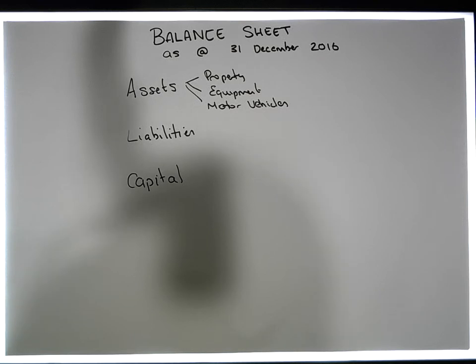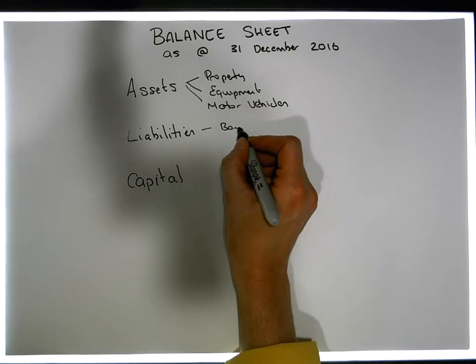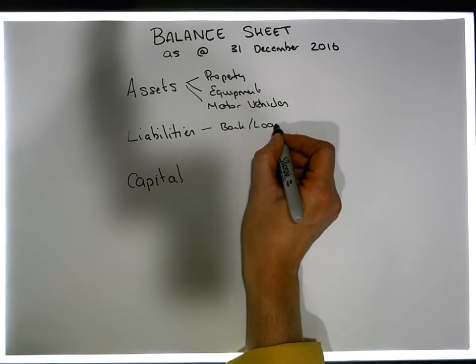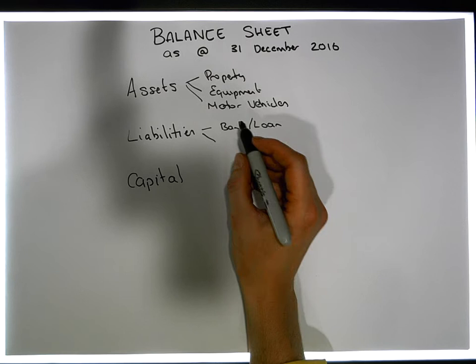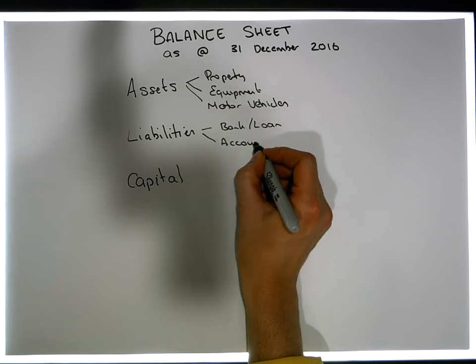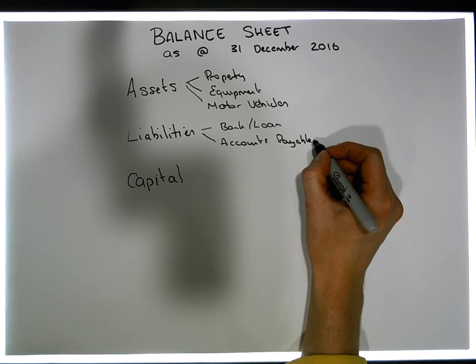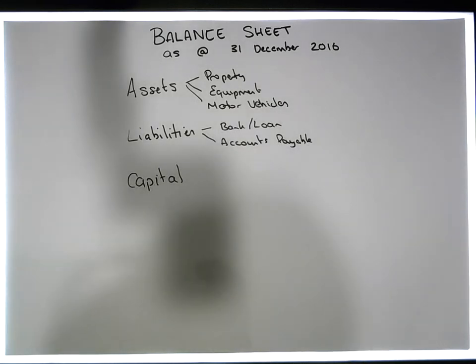Liabilities then are things that the company owes. So they could owe money to the bank in terms of a loan. They could owe money for a mortgage. They could owe money for things that they've bought on credit, and that is known as accounts payable. Capital then is money invested into the business by the owner if it's a sole trader, and shareholders if it's a limited company or PLC.